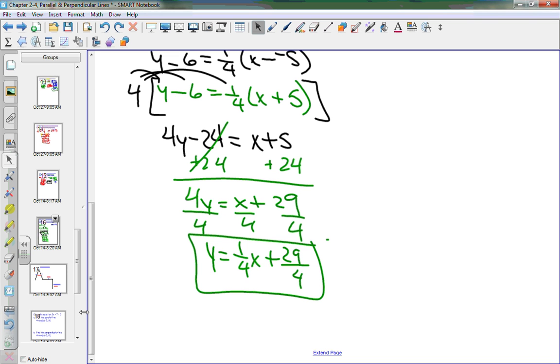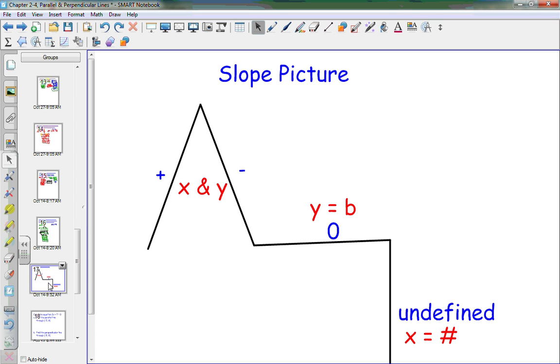Okay, now we have like 2 or 3 minutes, and I want to talk about one other thing here. If I want a parallel line to a horizontal line, what's another parallel line to a horizontal line? Another horizontal line, right? If I want a perpendicular line to a horizontal line, what is that going to be? A vertical line.